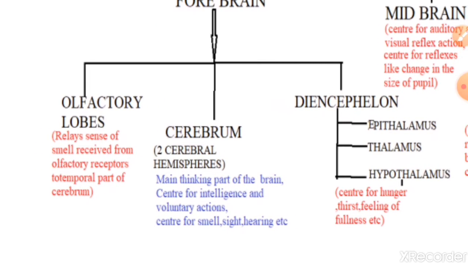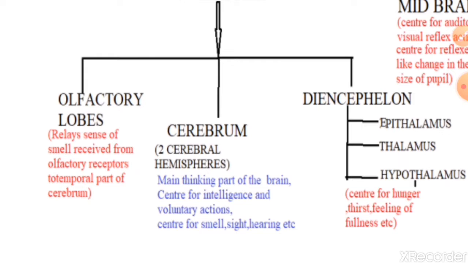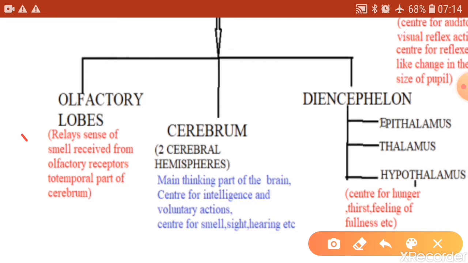To get some extra knowledge, let us know a bit about the olfactory lobes. Their role is to relay the sense of smell. The sense of smell is received by the olfactory receptors present in the nasal epithelium of your nasal cavity. When you smell something, the olfactory receptors receive it and convert it into an electrical impulse. This impulse is brought through a sensory neuron to the olfactory lobe, which relays it to a part of the cerebrum called the temporal part, where the message is analyzed, right? So that's the function of the olfactory lobe.